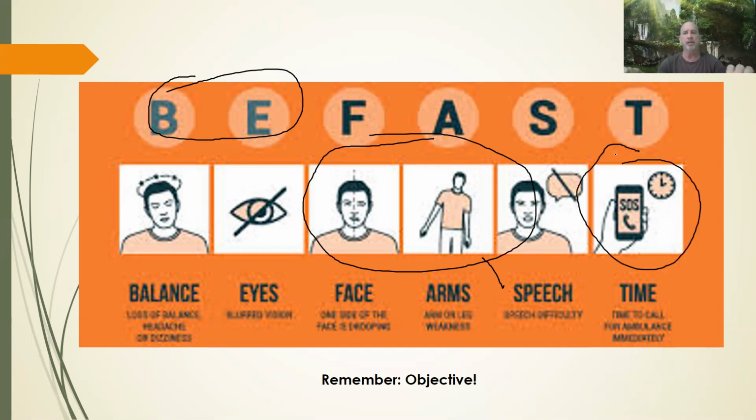Time is of the essence because there's an area of the brain that's not getting oxygen. We want that brain part to get oxygen. So if we wait too long, the tissue will die. And I'll tell you about what those are.